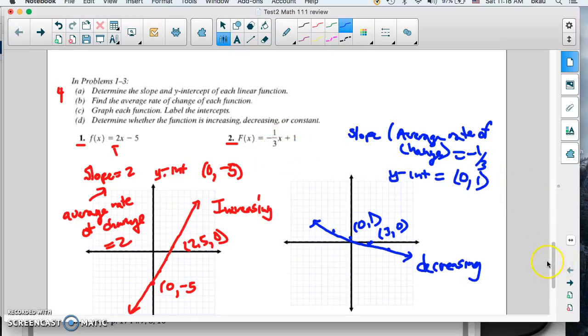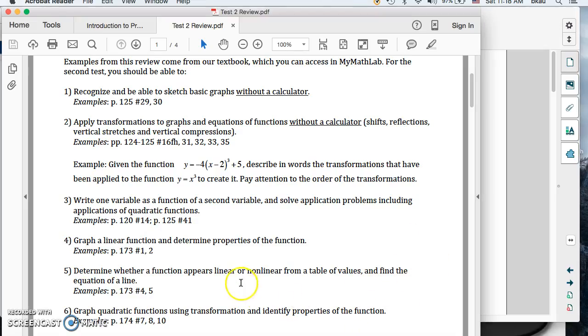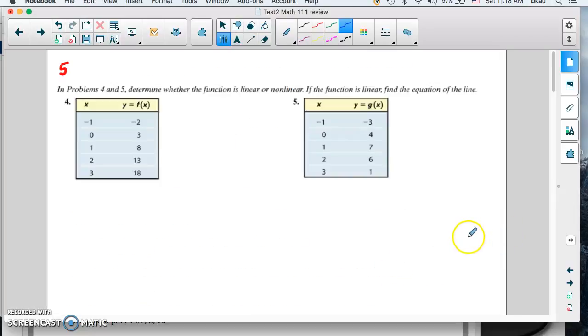All right, we're going to move on to problem number 5. Problem number 5, which is determine whether a function appears linear or nonlinear from a table of values and find the equation. Well, you're going to look at the rate of change here. So we're going to look at this rate of change between each of these points to see if they are the same. So the change here is 5. The change here is 1. Change here is 1. Change here is 1. Change here is 1. Change here is 5. Change here is 5. And the change here is 5.